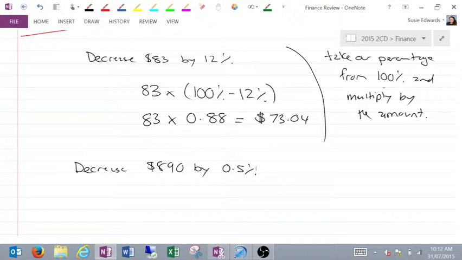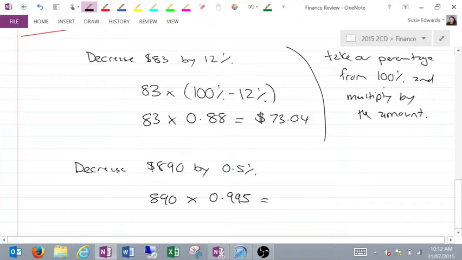All right, so what number do we start with? 890. Good, and as a decimal that would be? 0.995. Okay, remember that if it's a decimal percentage, it's going to be like a pretty small decimal you're taking off. Okay, who wrote 0.95? Anyone? A few people? All right, answer? $885.50. All right. Any questions? All good?